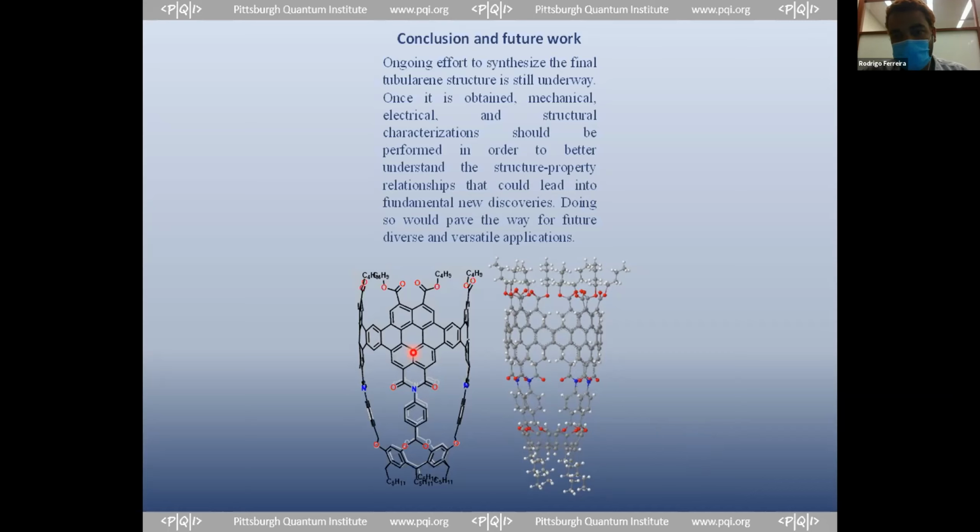Another way to tune those structures is, for example, playing with the internal void that we have, because if we see those structures from the top, it's essentially a void, like a capsule. And if we can play with the structures of the substituents on the walls, we can also fine tune the diameter of the structures and so on. I see. Thank you.